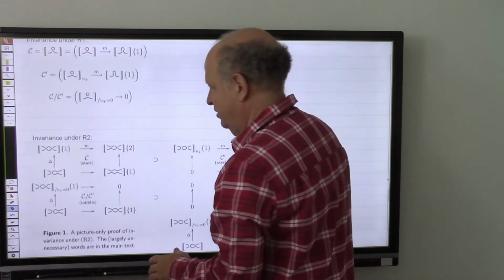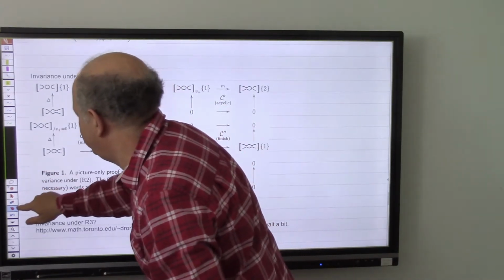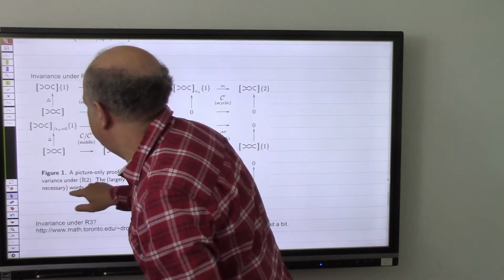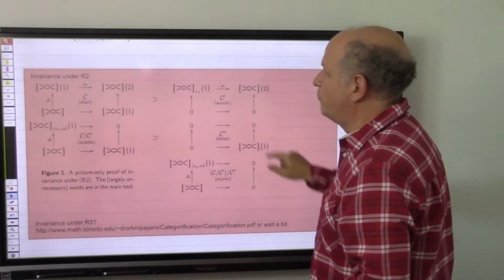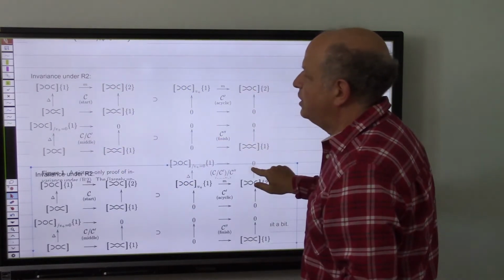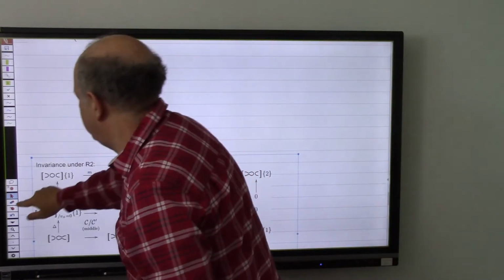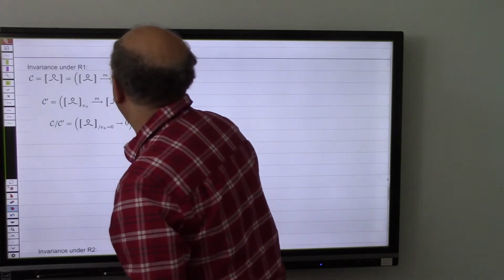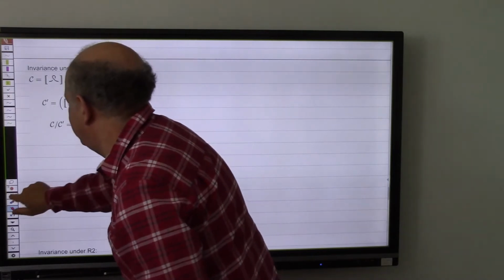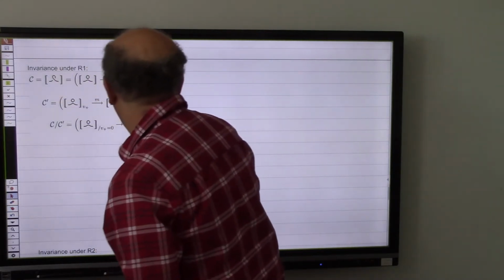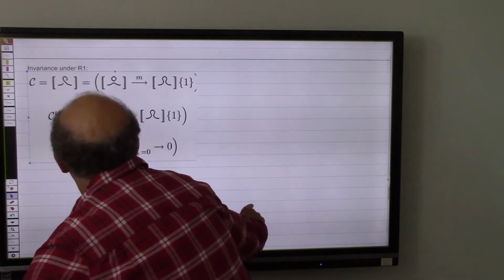Magnify or not? Magnify, okay. Magnifying is actually a bit harder than I said, because I need to make room for it. So first of all, let's move invariance under Reidemeister 2 a bit below. And then now I can look at this and magnify. Good.